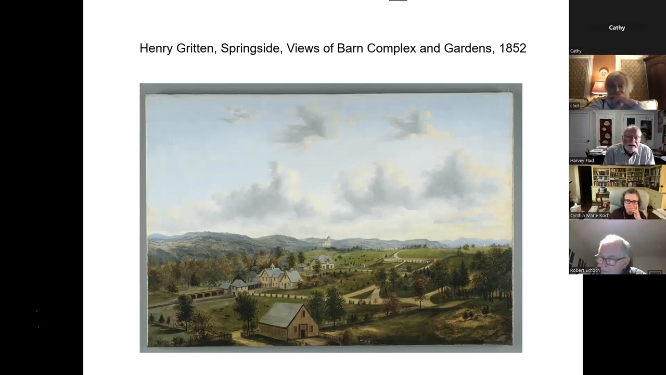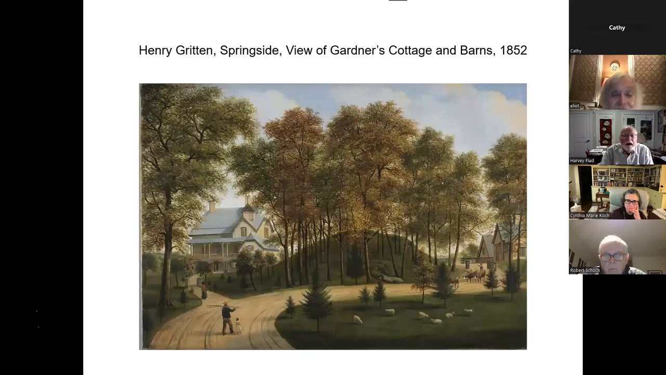In this one, we can see in the mid ground are the barns, as well as in the foreground, and in the background is the cottage itself, and it moves off to the hills in the background. Next, please.